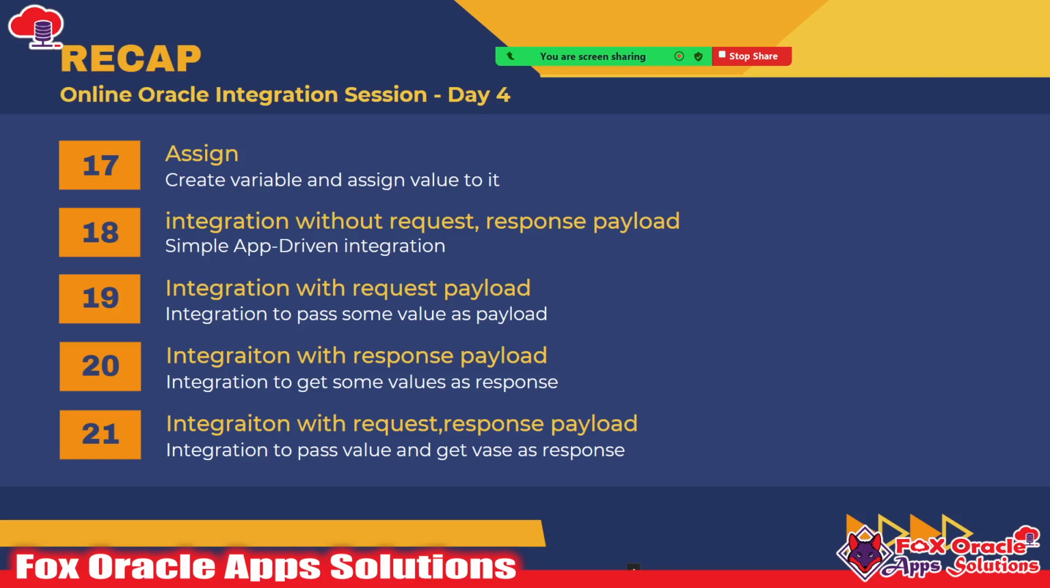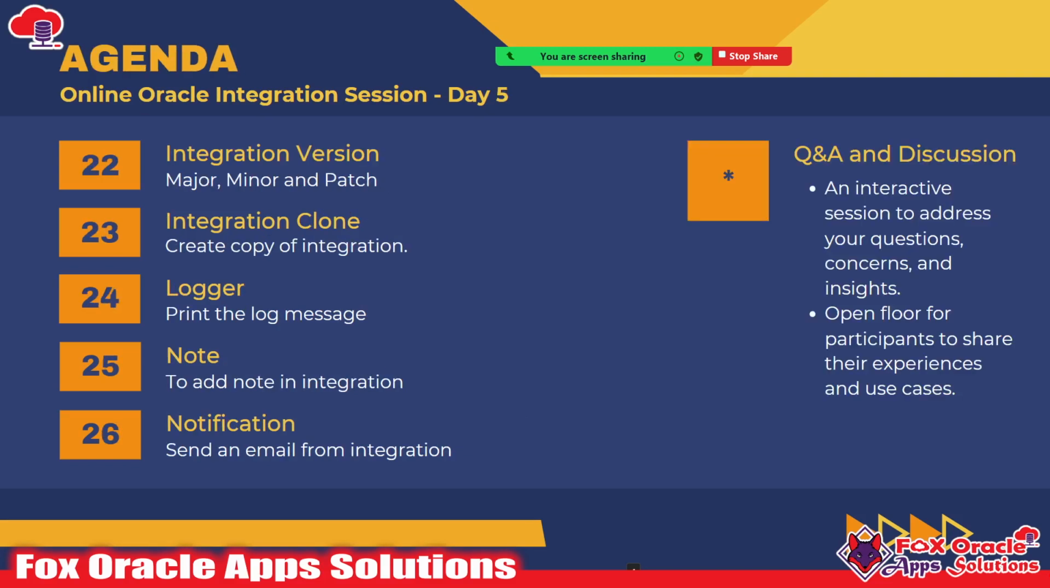Now we created integrations. That integration had a request payload, a response payload, and we even created an integration without a request and response payload. All these things we created in the previous session. Now in this session, we are going to learn about integration versions, why we have to create versions, what kinds of different versions are available for Oracle integrations, and how we can create a clone of the integration, and what the use of cloning the integration is.